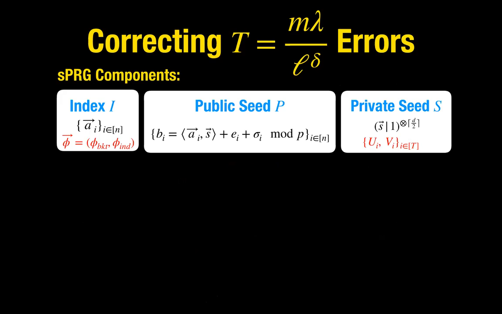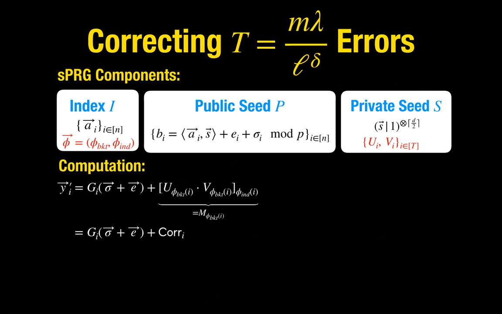And I'm going to put this index function phi, which has phi bucket and phi index, inside the index of the PRG. And then I'm going to compute a similar thing. Each output bit is this function gi of sigma plus e that you could already compute. Then I'm going to fetch the correction entry i. What is correction entry i? I'm going to look at matrix M phi bucket i, which is just the appropriate u times v, a degree 2 function, and then probe it at the index phi index. That way I can reconstruct correction i, and that's exactly equal to the desired output.